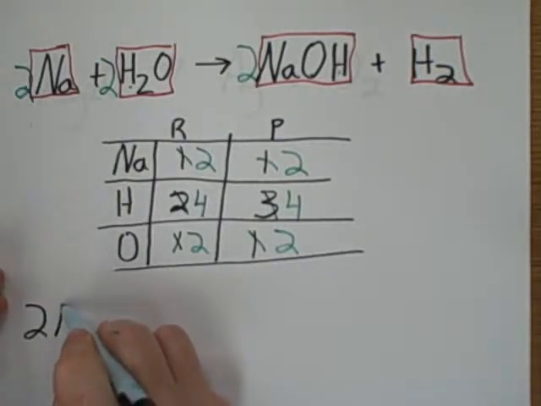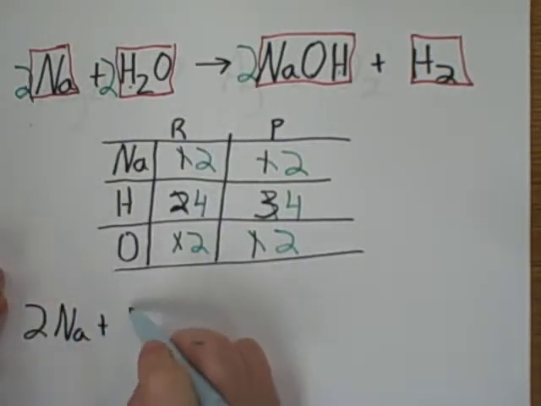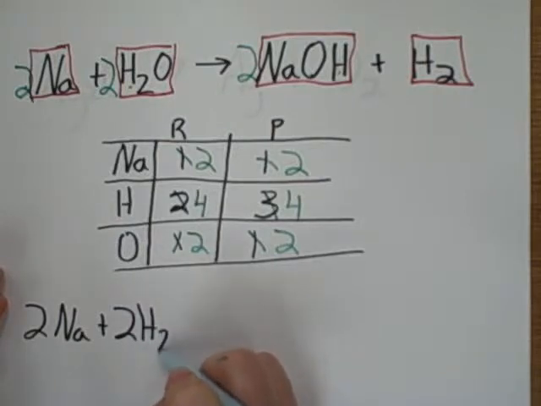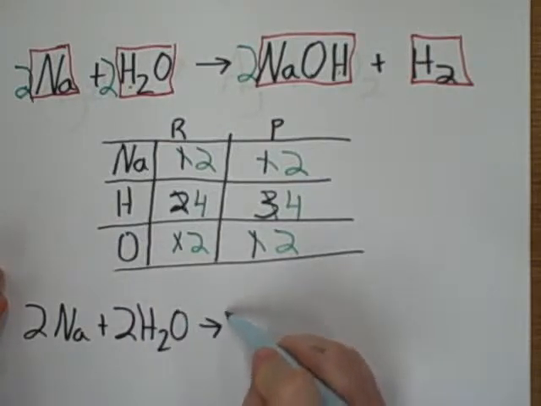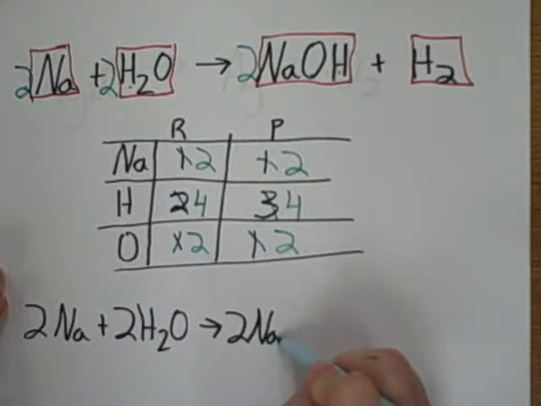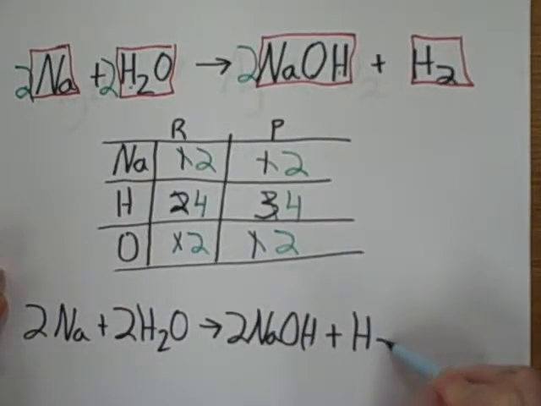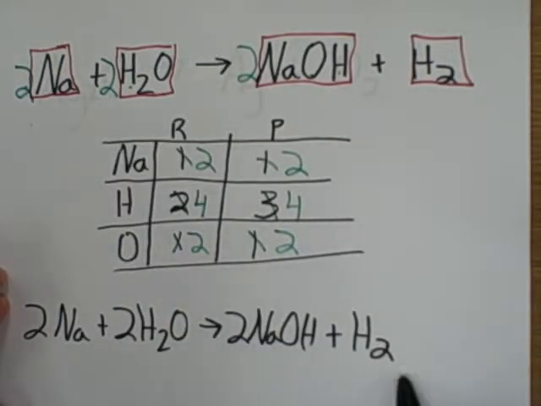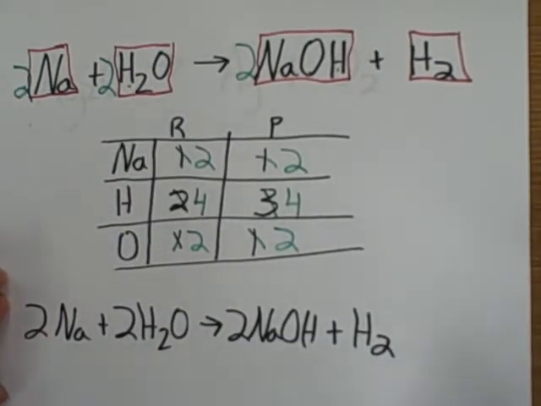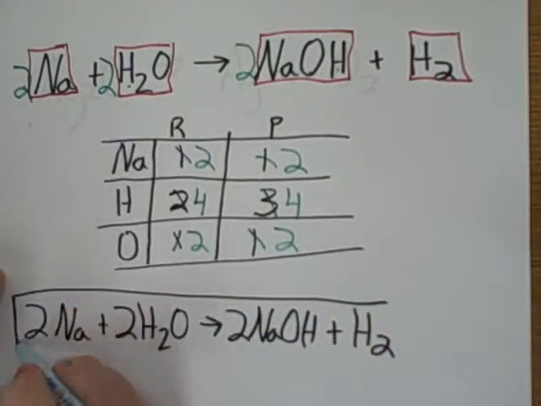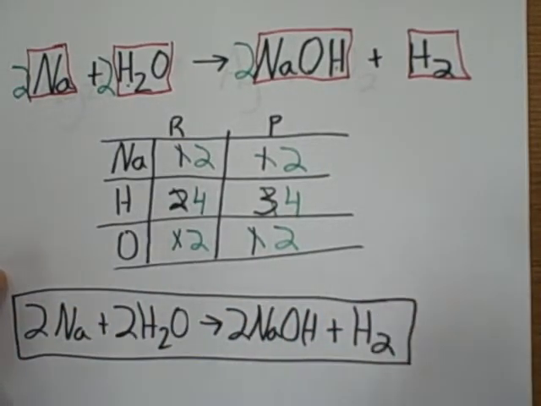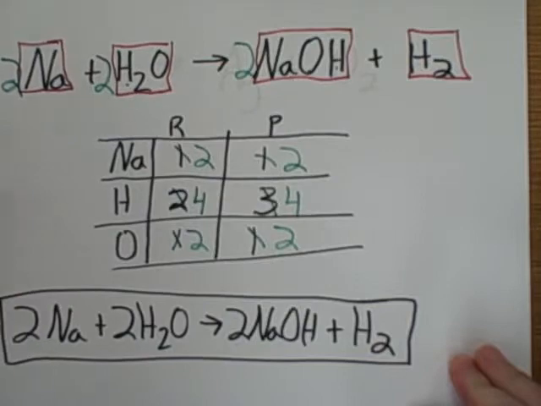So 2 Na plus 2 H2O yields 2 NaOH plus H2. We didn't put any numbers in front of H2, so that's an imaginary one. We just write it as is. And here is our finished, completed balanced equation.